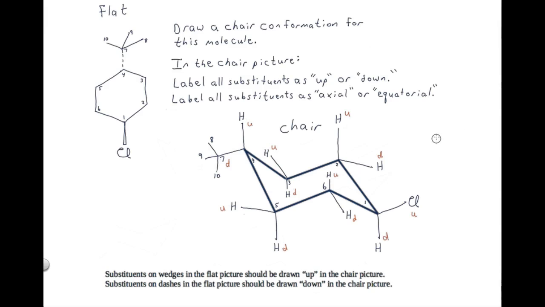And now you can see why these terms up and down are useful. The terms up and down are useful because of this rule. The terminology of up and down helps us to go from the flat picture to the chair picture. Substituents on wedges in the flat picture are drawn in the up position in the chair picture. Substituents on dashes in the flat picture are drawn down in the chair picture. Make sure you memorize this rule if you hadn't already been familiar with it.